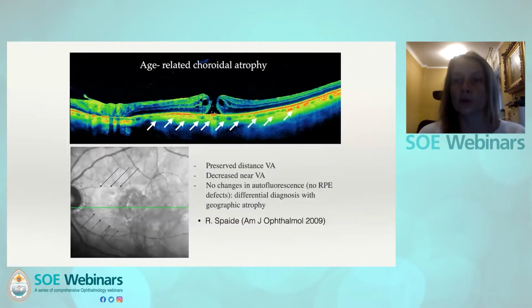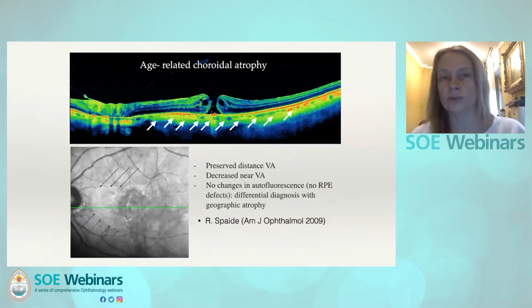Another rare situation is macular holes coexisting with age-related choroidal atrophy. Age-related choroidal atrophy was first described by Spaide and might be differentiated from geographic atrophy in autofluorescence, where it shows no changes. Those patients have preserved distance visual acuity with decreased near visual acuity.